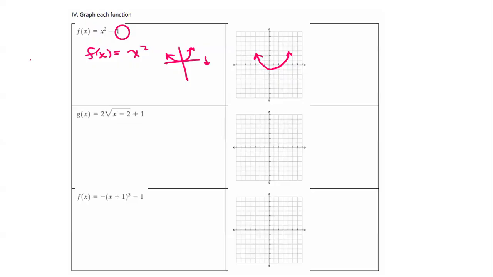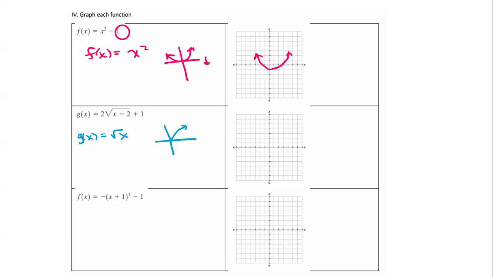All right, so the next one here, we have g of x is equal to 2 times the square root of x minus 2 plus 1. So again, what I want to do is write down what is my parent graph. What does the parent graph look like? So g of x will just be the square root of x, right? And that would just be like somebody kicking a field goal. Okay, all right, so that's what the original or the parent function looks like.